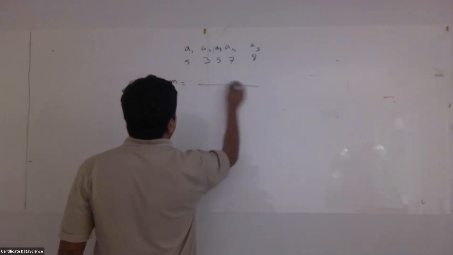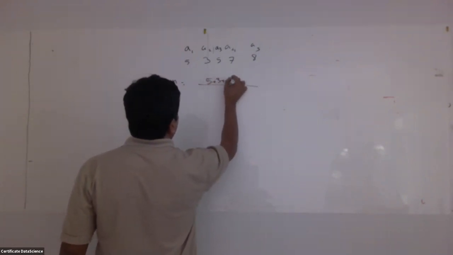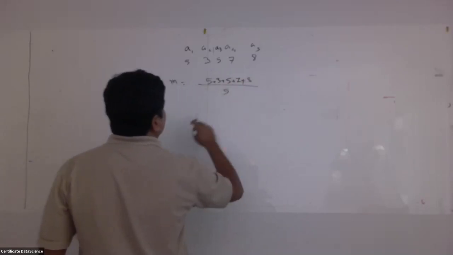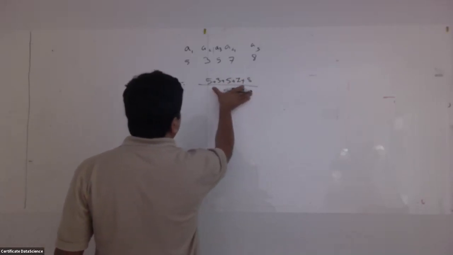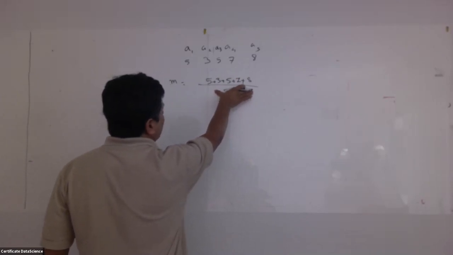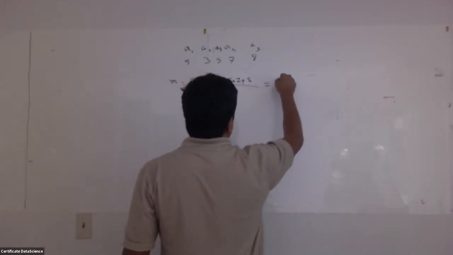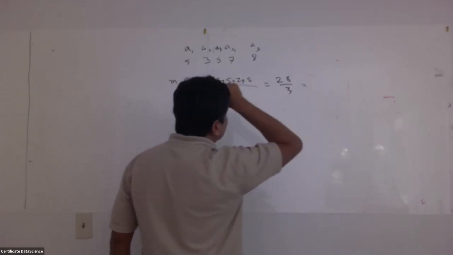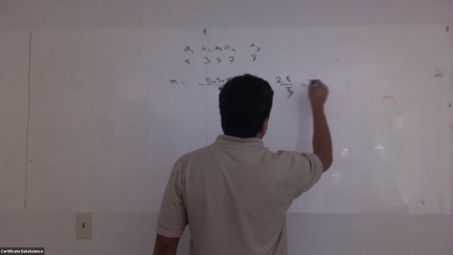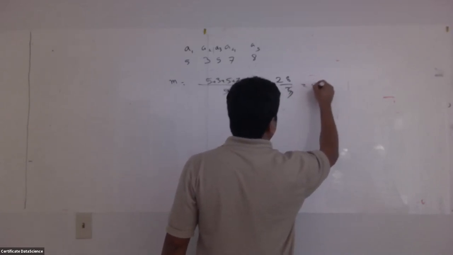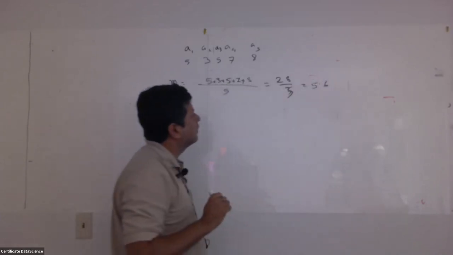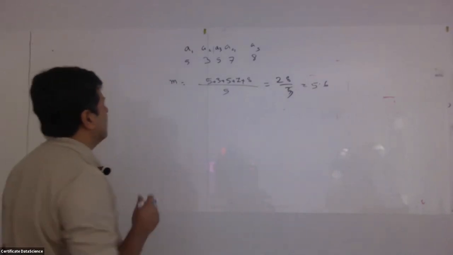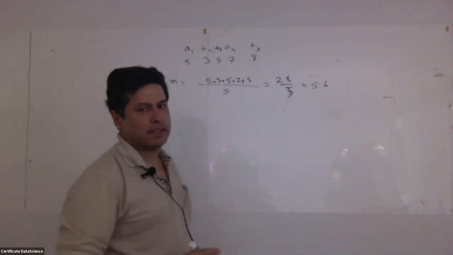First, you calculate the mean, the average. So that is 5 plus 3 plus 5 plus 7 plus 8, divided by 5. So that is 15 plus 25, 28 divided by 5, so that is 5.6. Yes, 5.6.